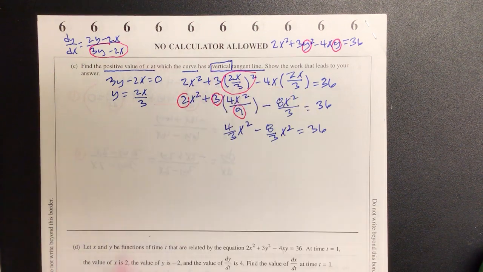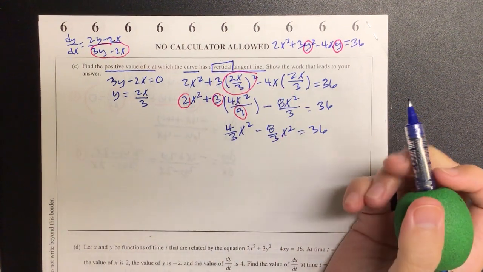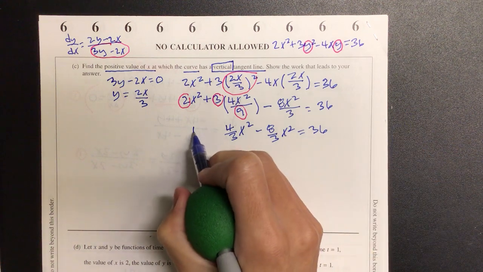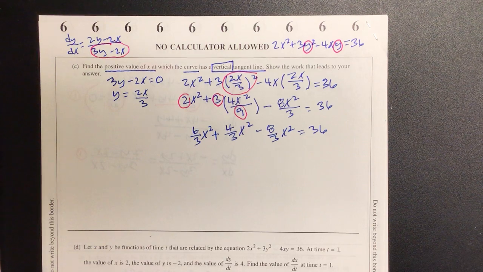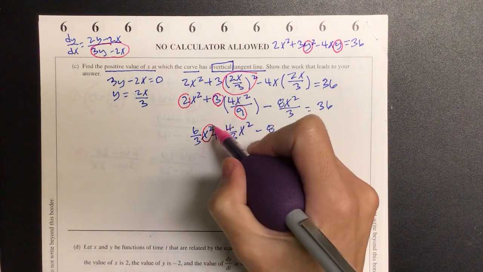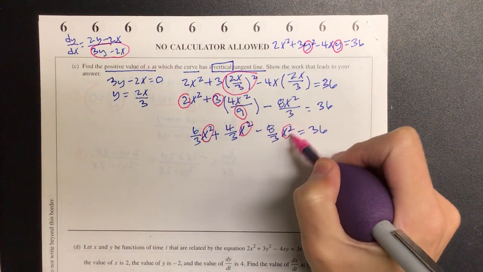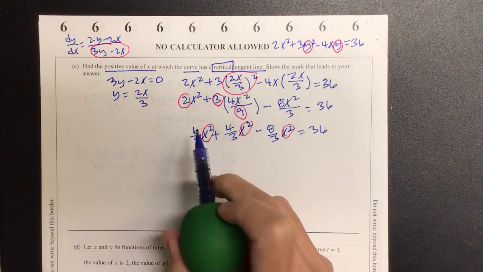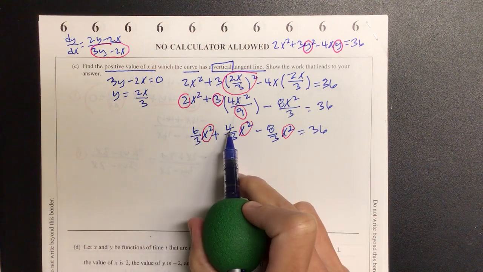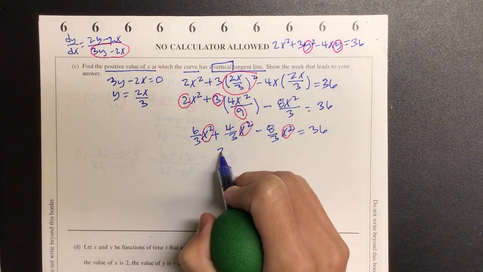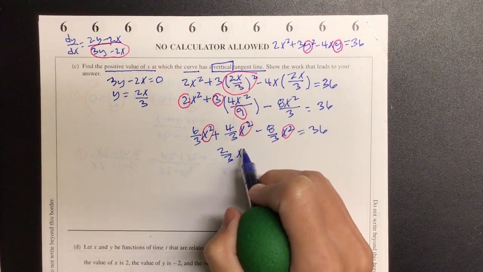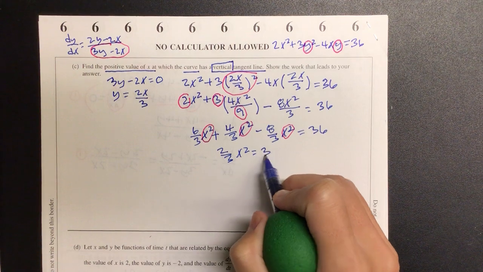So then, since I have a common denominator of 3, let's go ahead and rewrite this guy right here into something over 3. Something over 3 is 2. What is that? 6 over 3. And that was plus. So we have a common variable, so I can add all the fractions. So 6 plus 4 is how many? 10 minus 8 is how many? So we have 2 over 3 x squared is equal to 36.